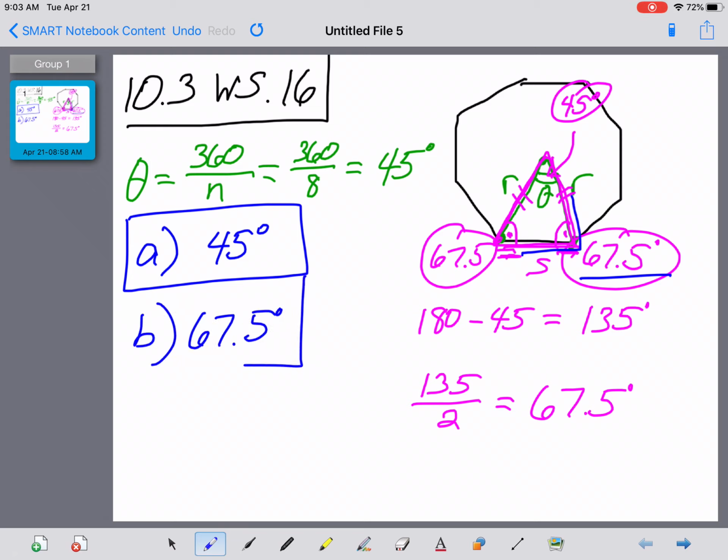67.5 degrees. So that's how you're going to do problems 14 through 19. The only real difference is that n is going to change value in every one of these problems. For example, in number 14, you're dealing with a hexagon, so n would be 6. In number 18, you're dealing with a 15-gon, where n would be 15. So that's the way you handle those 6 problems.